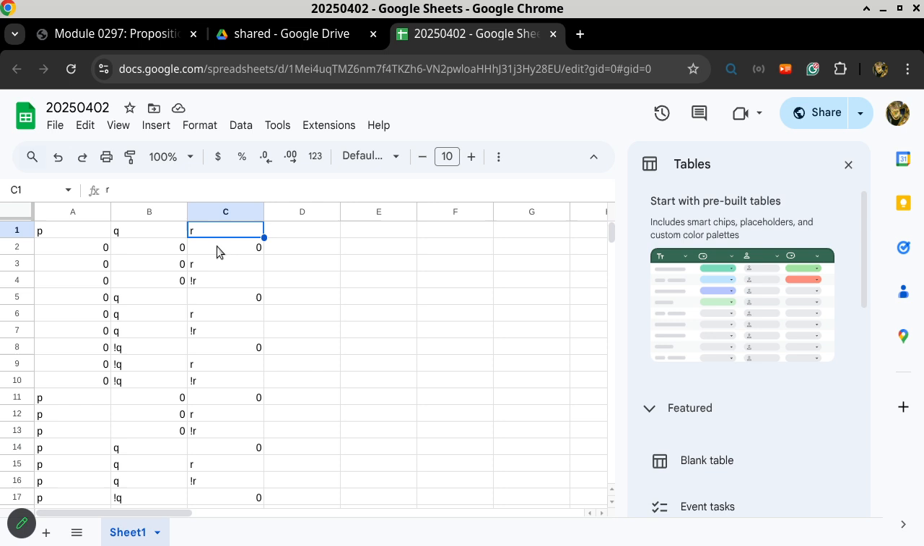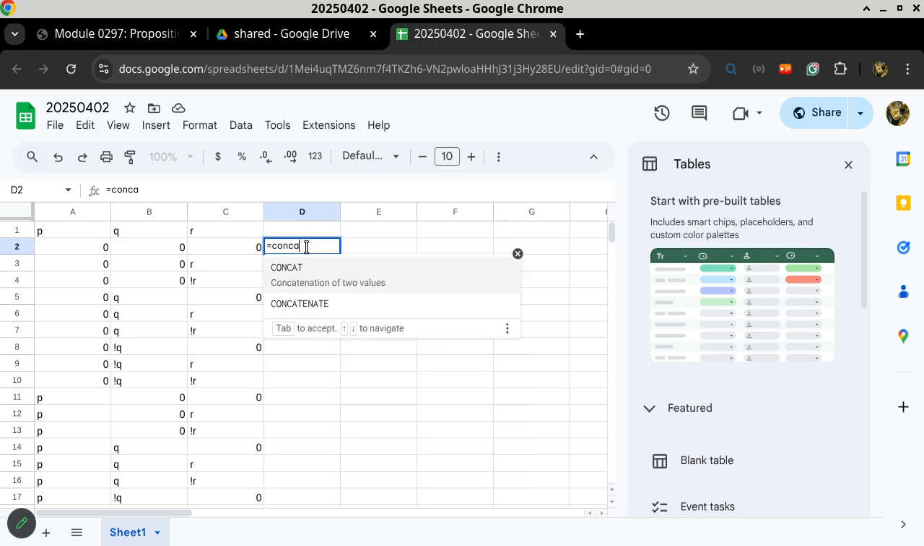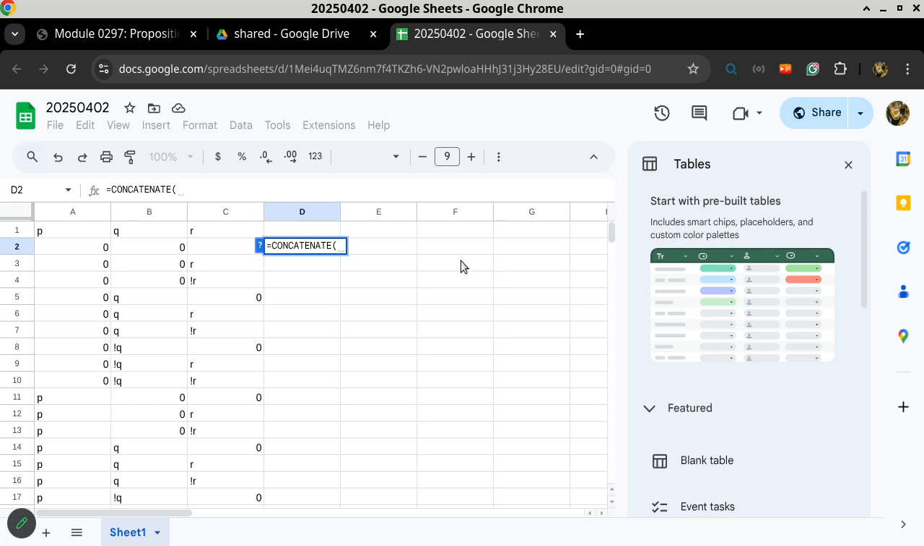So now between columns A, B, and C, if you look at each row, it is representing a disjunction that somehow involves the three variables P, Q, R. Okay? If you are not convinced about that, let's go ahead and see if I can use, I think it's called concatenate. Okay. Oh, did I have a typo? Concatenate. Yeah, I did have a typo. So we concatenate this thing.